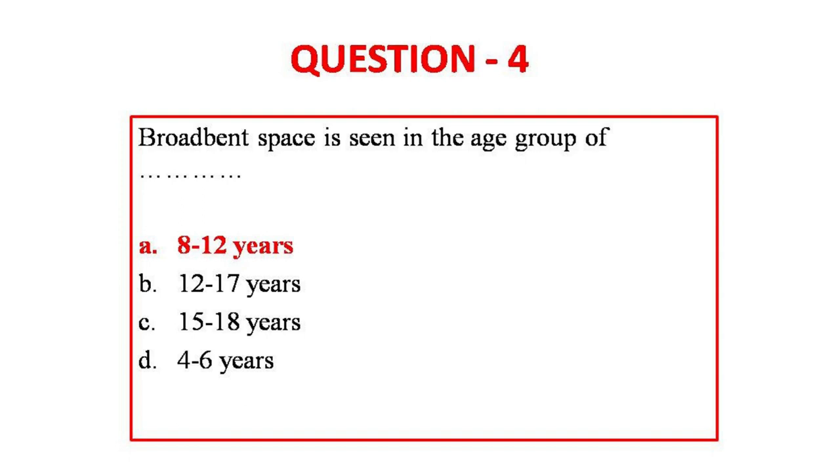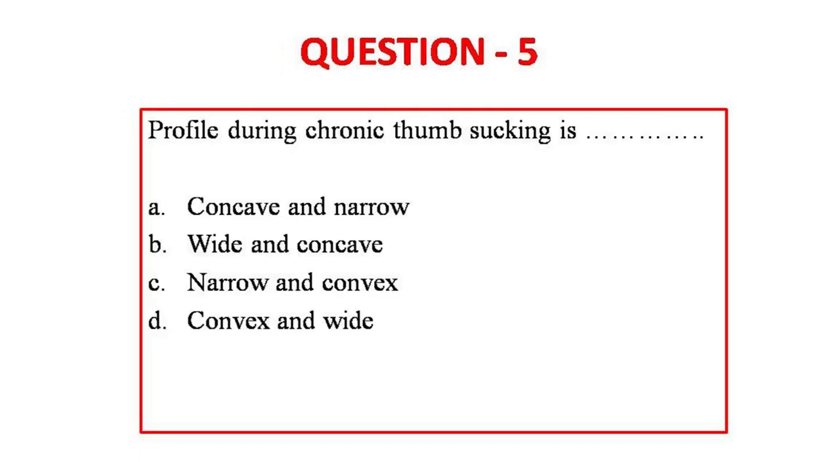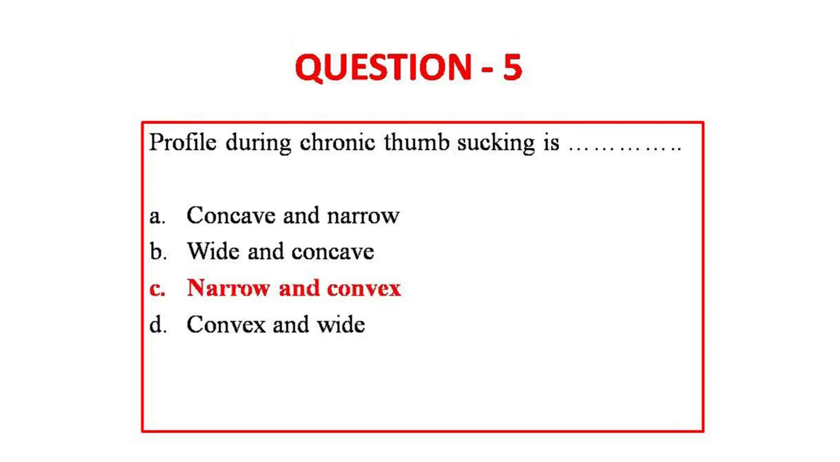So moving on to question number 5. Profile during chronic thumb sucking is concave and narrow, wide and concave, narrow and convex, convex and wide. The answer is C, narrow and convex.